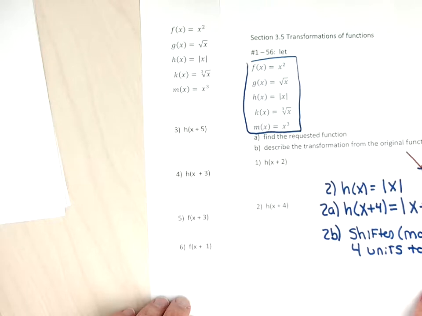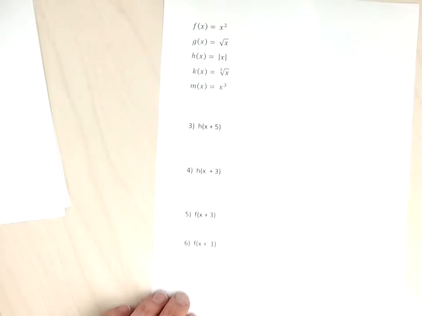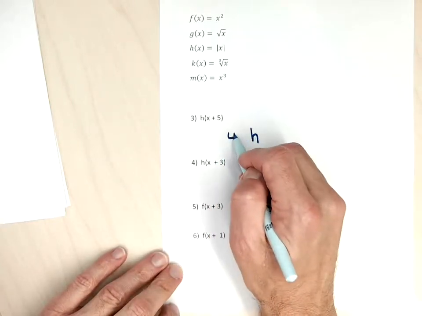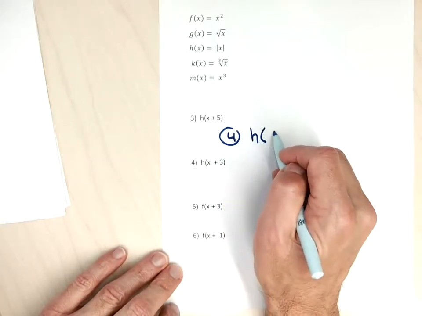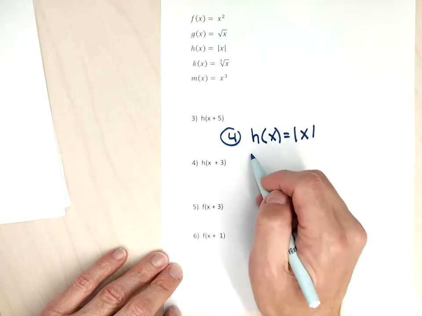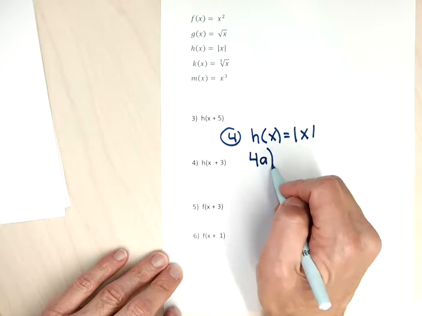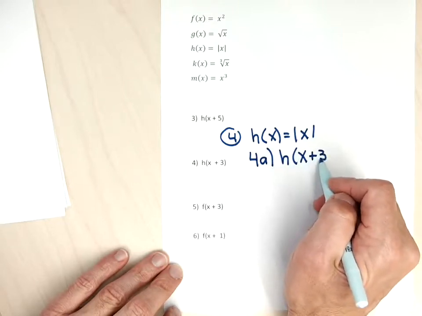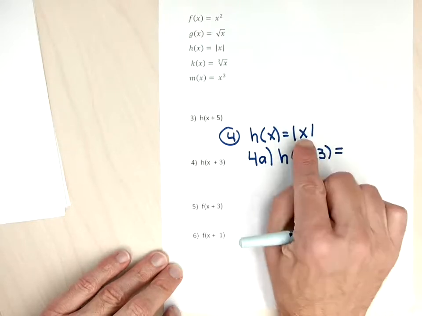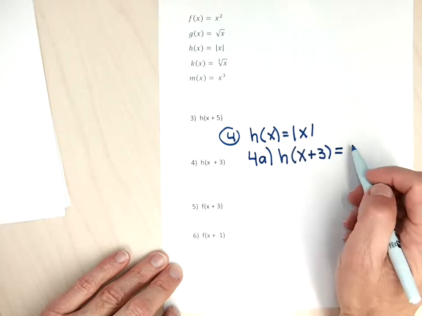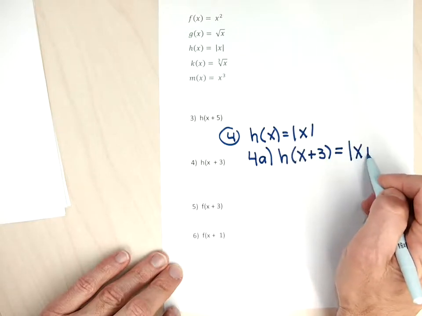Maybe you can sneak and try to do question 1. But as I do question 4, it's calling out the same h function. So in question 4, I'm going to use the same h function, which is the absolute value of x. In part A, I'm going to find the function h of x plus 3. What I need to do to find h of x plus 3 is to change any x in the original function to x plus 3, and I'll just do that. That's the answer to part A.